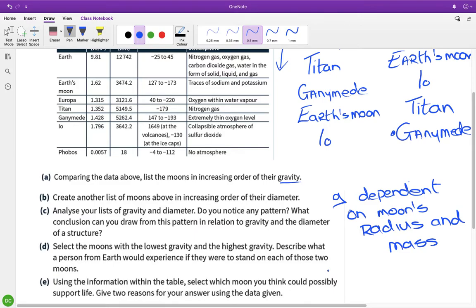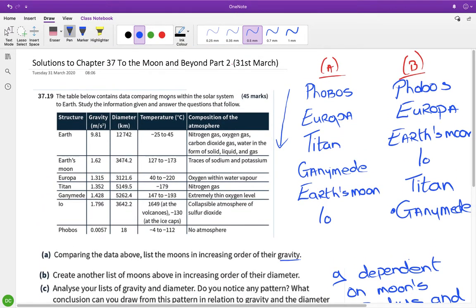Select the moons with the lowest gravity and the highest gravity and describe what a person on Earth would experience if they were to stand on these moons. Okay, so the lowest gravity was, this is gravity, isn't it? Yeah, was Phobos. So I suppose with a gravity of, no, that's the diameter. Sorry. This was the gravity. With a gravity of 0.0057, that is 1,721 times smaller than the gravity on Earth, so it would be virtually impossible to stand.